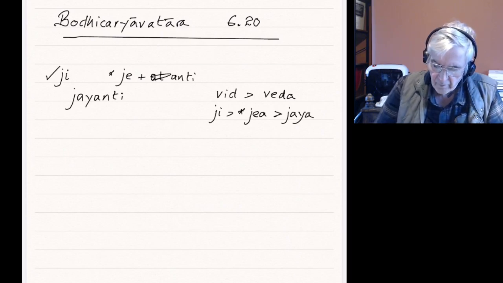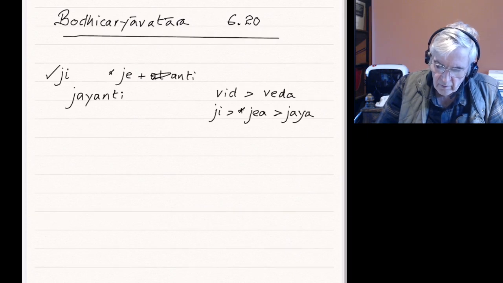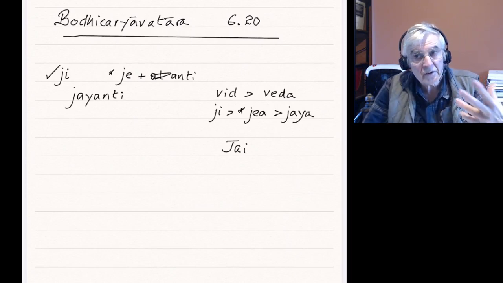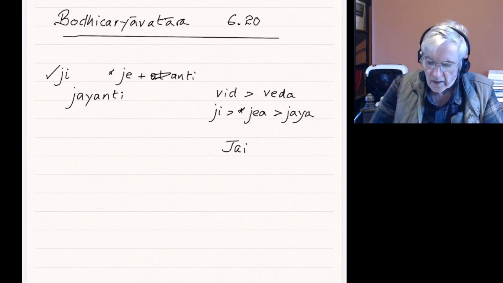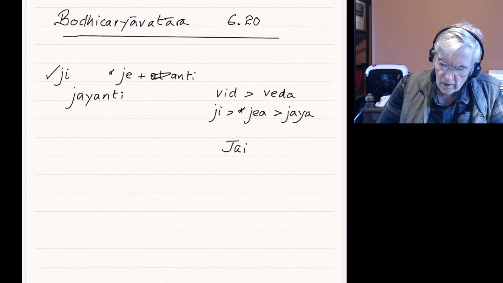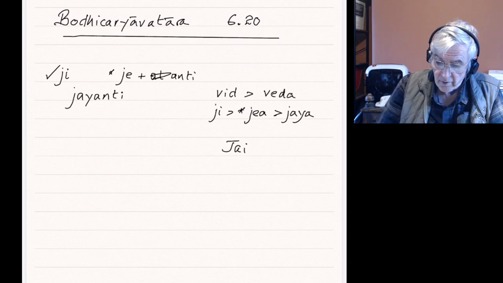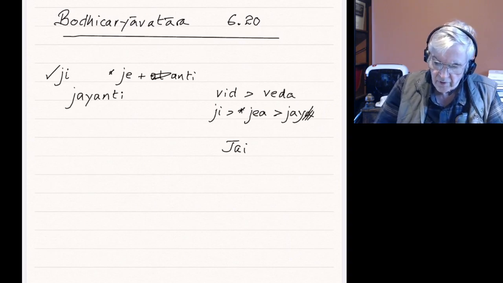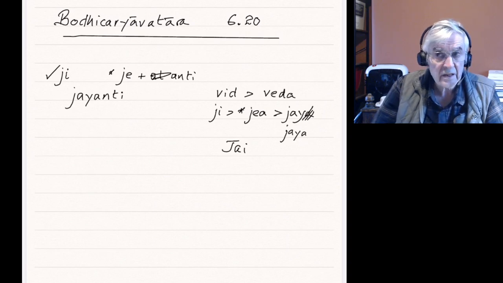And in modern Hindi, you often see it written as Jai, as in Jai Hind, victory to India. So jaya, victory. Jai written like that simply because in the modern languages of northern India, the final a would not be pronounced. In Sanskrit, of course, always correctly pronounced jaya.